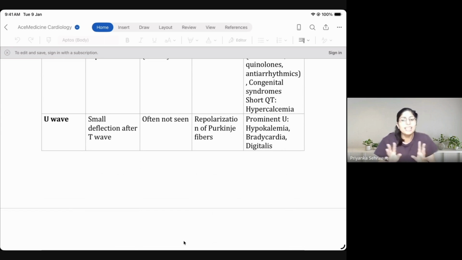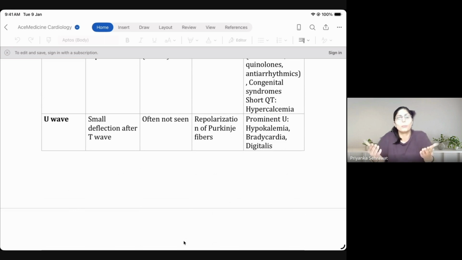So in some of the ECGs, normal ECGs also, you can find small deflection after T wave because Purkinje fibers are very small fibers. So बहुत बड़ा current और electrical discharge नहीं दे सकते हैं. Often not seen, but there are prominent U waves in cases of hypokalemia because there is an anomaly with repolarization.